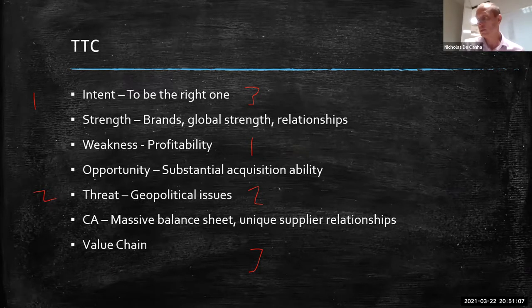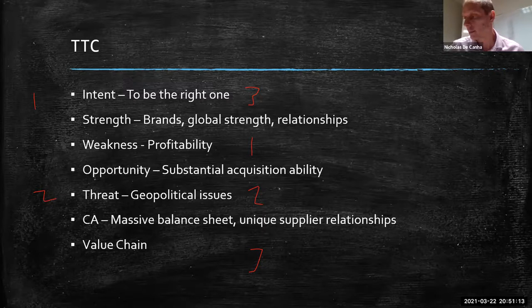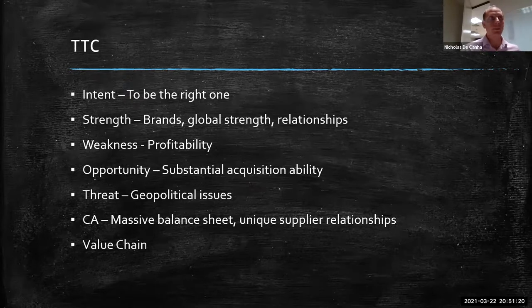So their intent was listed in the case. A couple of things, you're right. They wanted to be in Africa. They want to be the right one, which is some sort of unusual statement. But the strength of a trading house is that they have global strength. Their relationship with Toyota is clearly unchallengeable. You'll never beat that, and you'll never break them apart. The weakness is that they tend to be very diversified firms.